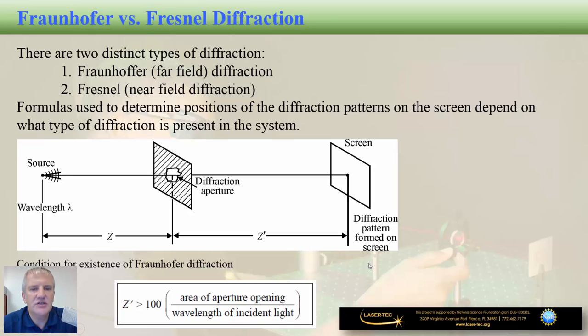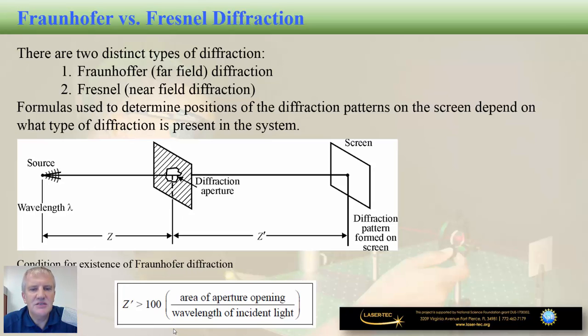It turns out that diffraction pattern will have certain distinct features based on how close or how far is this screen in the back to the diffraction aperture. So in order to create so-called far field or Fraunhofer diffraction, which is going to be of interest for us, the back screen has to be at a specific minimum distance away from the diffraction aperture. And that minimum distance is defined by the formula that you're seeing on the bottom of this slide.